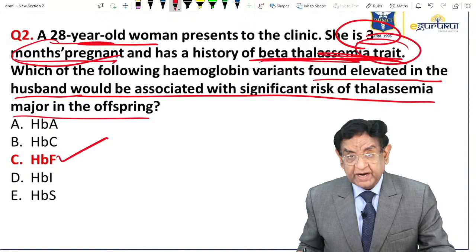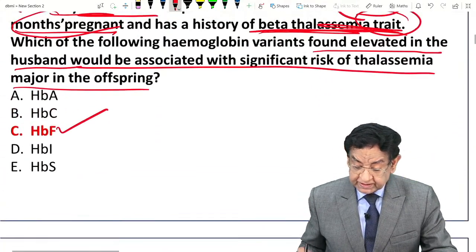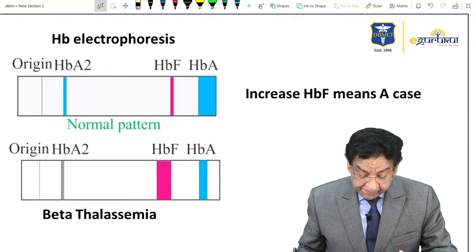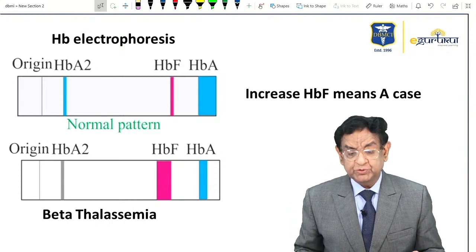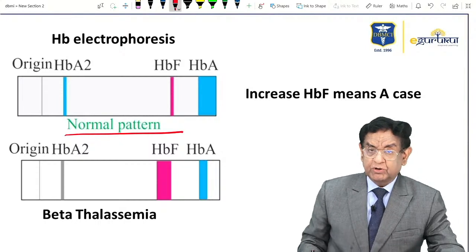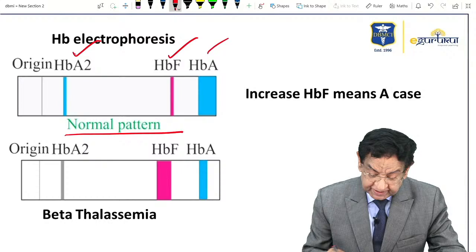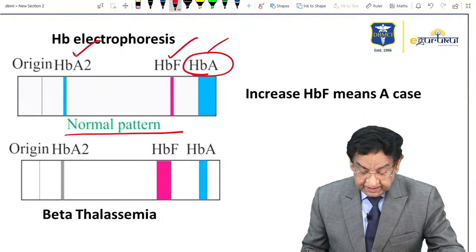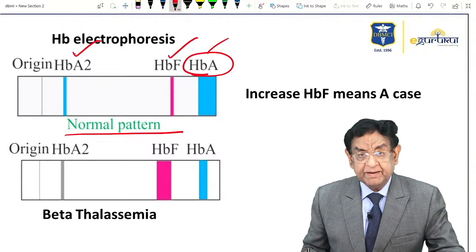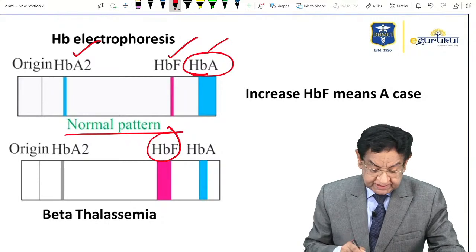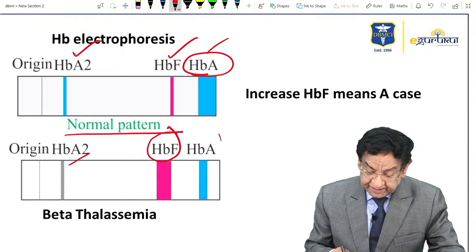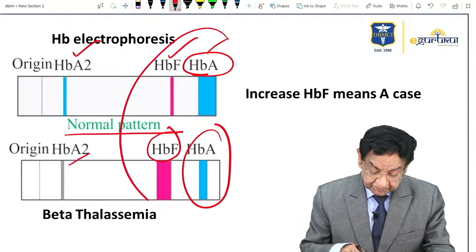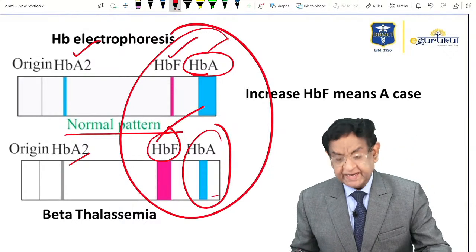Why is it the answer? Why not the others? For that, we need to know what is trait and what is thalassemia major. First, the hemoglobin electrophoresis slide I showed you previously. In the normal pattern, we get A2, F and A. You can make out that HbA has the maximum concentration. This is normal. And we also learned that in beta thalassemia major, HbF is the maximum. A2 is slightly more, and HbA has definitely gone down. So my area of interest for beta thalassemia major is these two: HbF has increased and HbA has gone down.